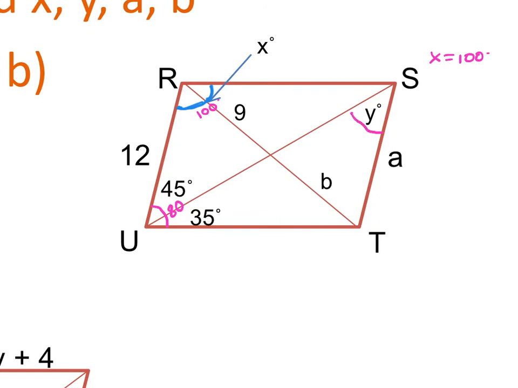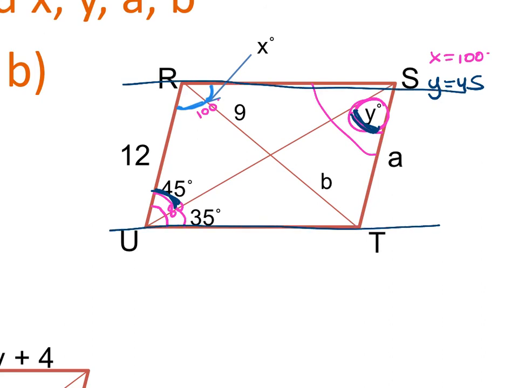How am I going to get this guy? Opposite angles. So this whole thing equals this whole thing, right? That's 80, but it only wants this part. 35. Alternate interior, it's 45. Good job. This matches this because these are my parallel lines, and this is my transversal. Yeah, alternate interior. Okay, and then now I have an A. A is what? 12. And B is? 9. Good job.